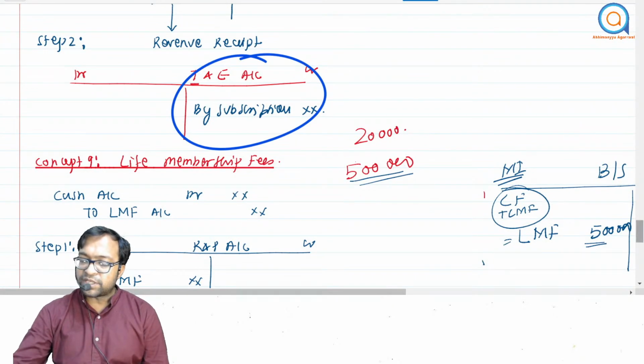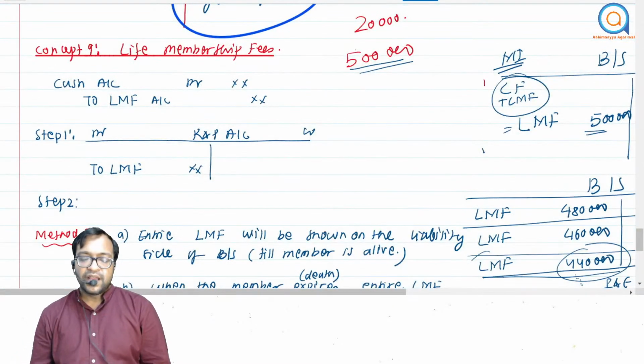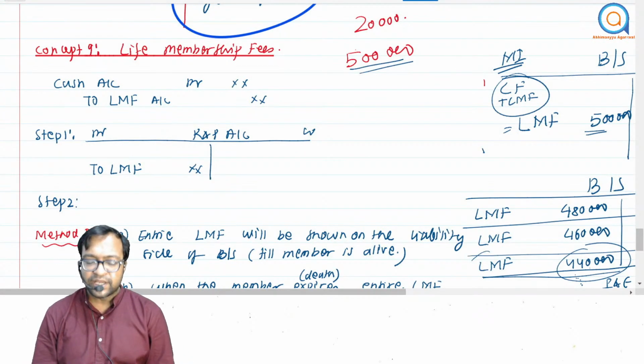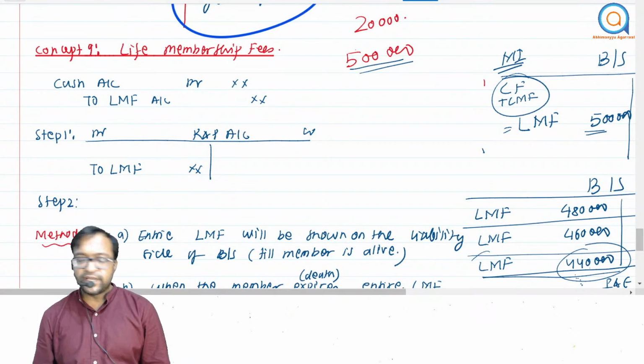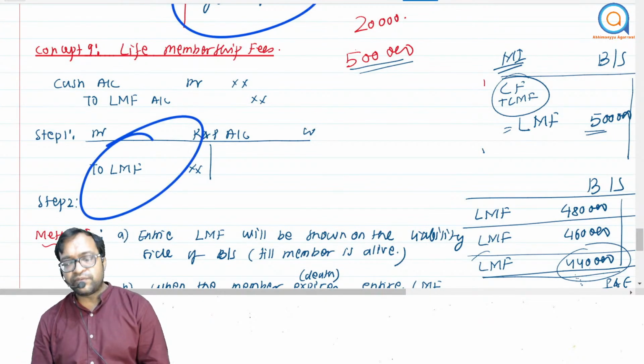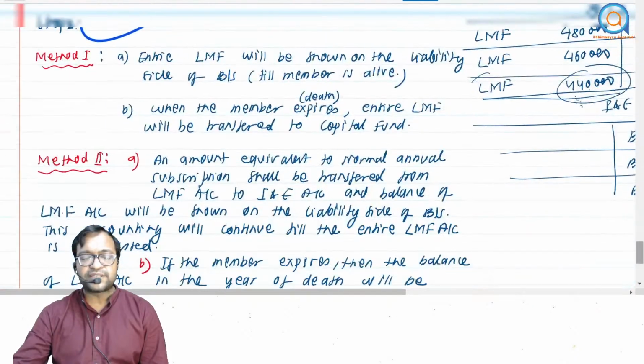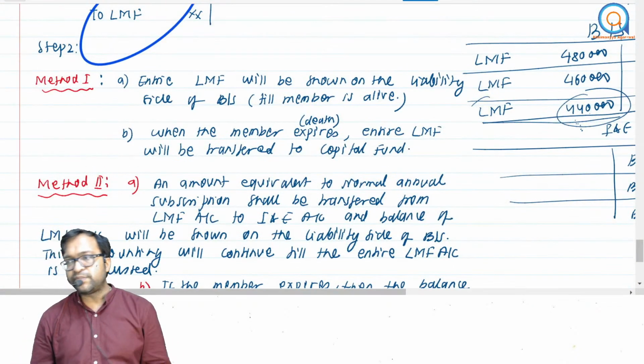Next is life membership fees, sir. Life membership fees. When you receive life membership fees, the entry will be cash account debit to life membership fees, sir. So it will first come on the receipt side of receipts and payments, sir. Correct? Now for this life membership fees, sir, there are two types of adjustment.